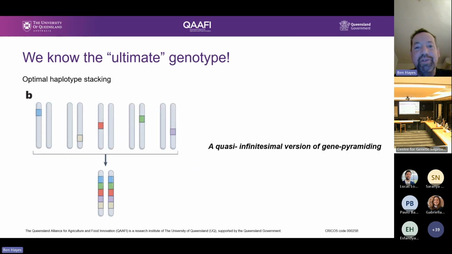So this ultimate genotype concept is actually an extension of gene pyramiding, but taken for complex traits where you have mutations affecting those traits right across the genome. So we talk about quasi-infinitesimal traits, many mutations of small effect. This ultimate genotype concept extends gene pyramiding to this type of genetic architecture. And we've termed this optimal haplotype stacking.